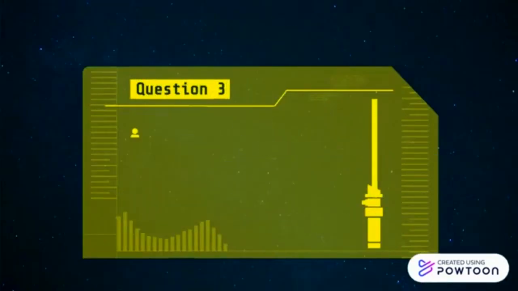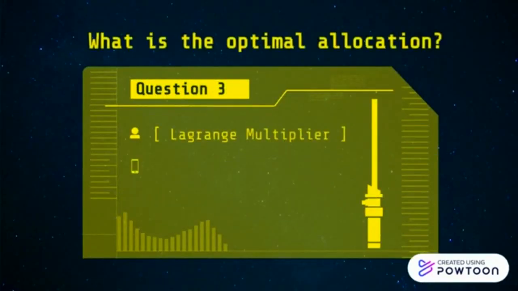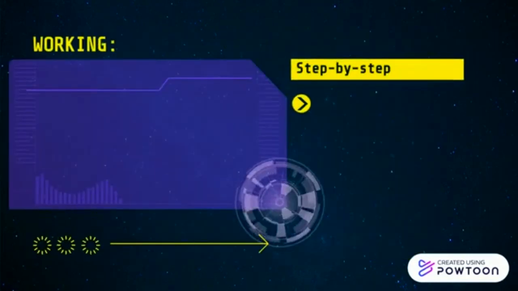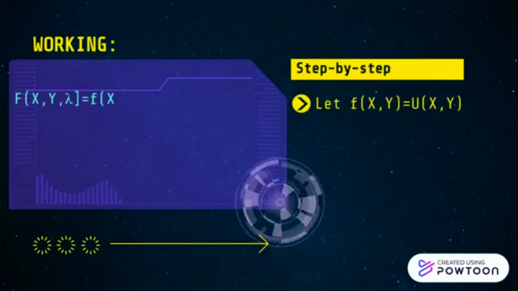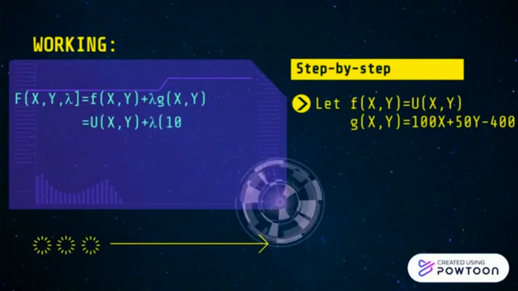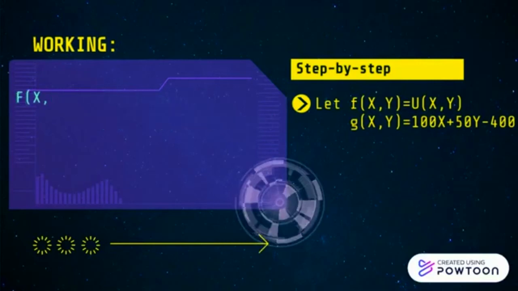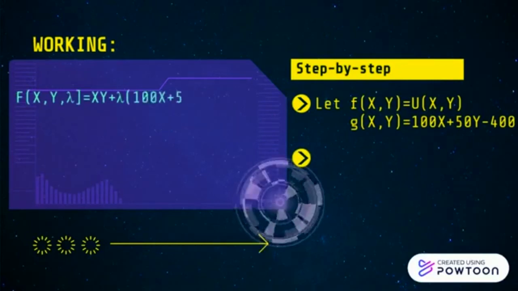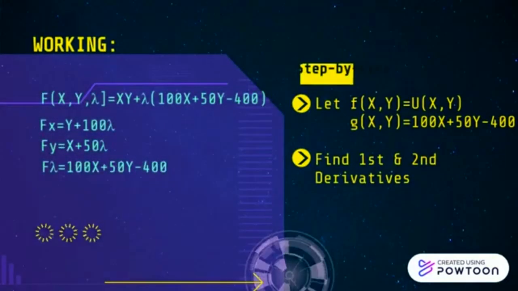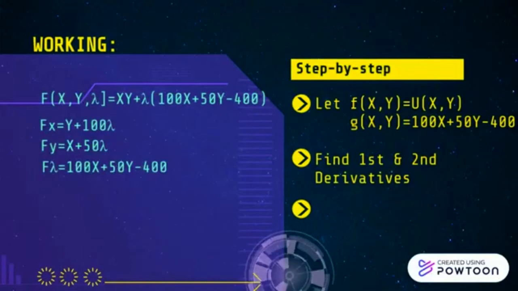Moving forward is question 3. The Lagrange multiplier has been applied to find the optimization of allocations. First, we let f equal the utility function and g equal the constraint function. By substituting the functions into the formula, a new function has been developed. Then, find the first and second derivatives of the function. Then, we let fx equal fy equal f lambda equal 0.